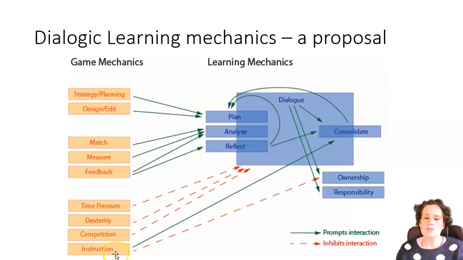I also felt that instruction can inhibit the students' ownership over the material. Students take much more responsibility and ownership over their learning journey if they're coming up with stuff themselves. So instruction may be necessary in some contexts, but it can inhibit this kind of self-reliance, the ownership over the learning journey.